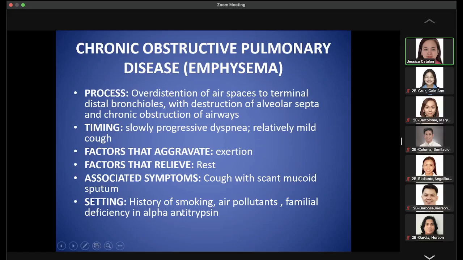So again, in the history of naninigarilyo yung patient. O kaya, ang occupation niya, laging may exposure to air pollutants. Among women, meron din cases ng COPD. Sila yung usually mga housewives na nagsisiga, nagluluto using the no? Nagsisiga ng kahoy. So, chronically exposed sila kasi more than 3 times a day sila magluluto eh. No?